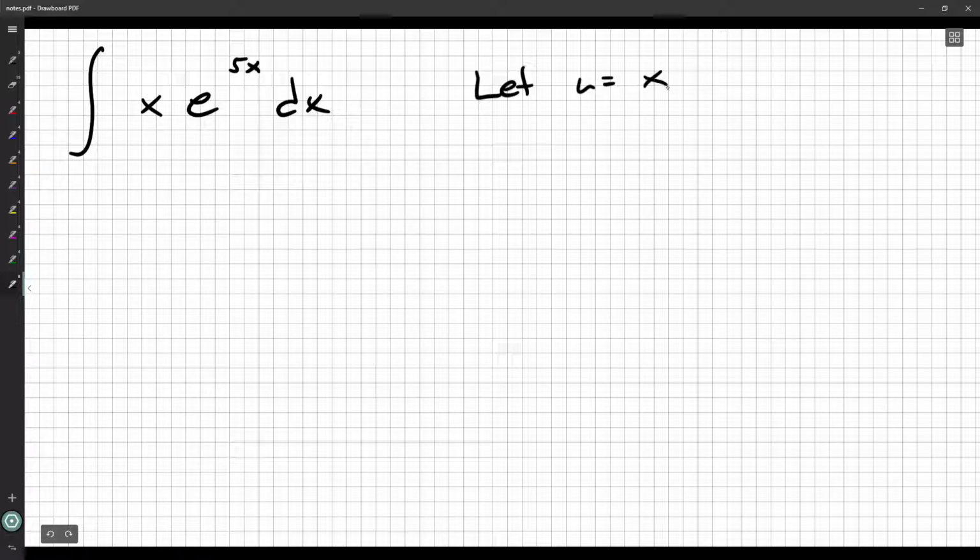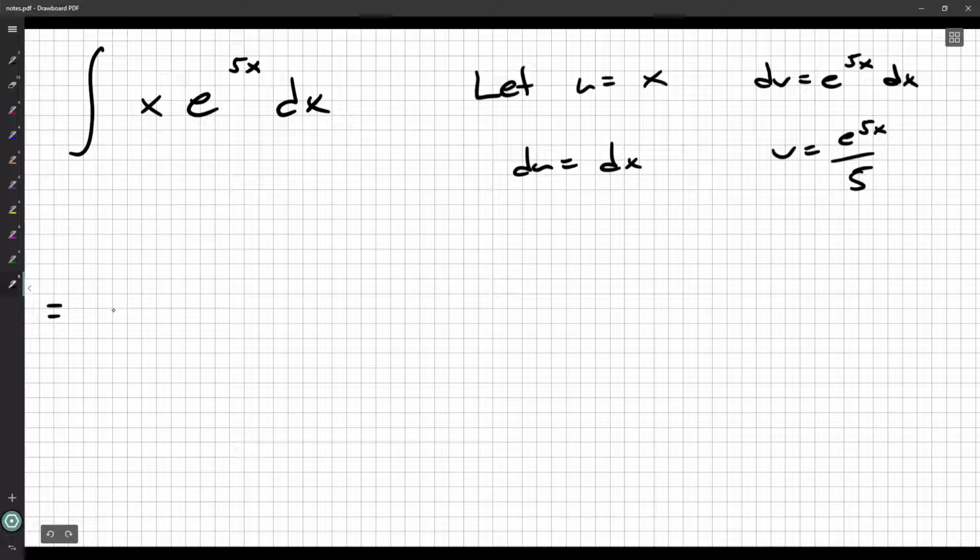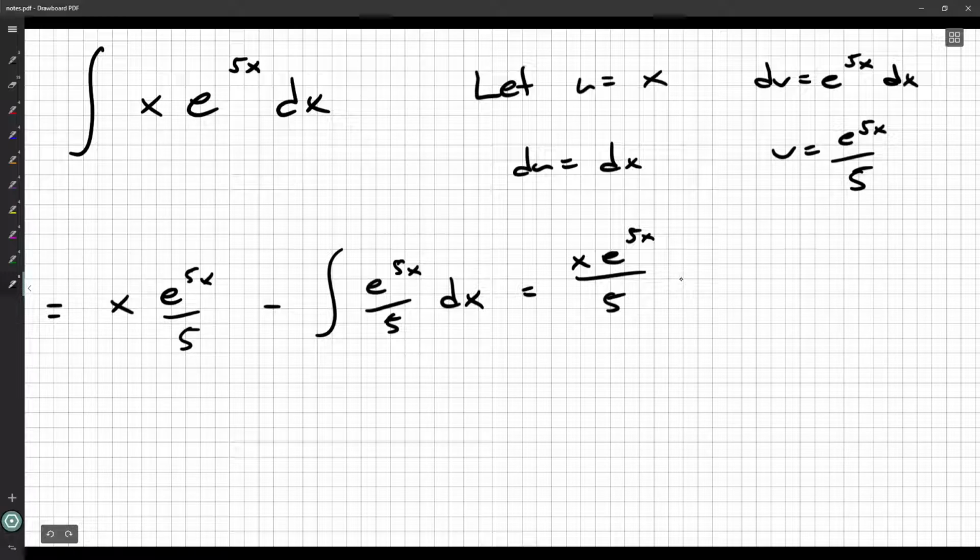All right, so we'll let u be just our x. That means our du is our dx, and now we finally have no x's left over. For dv, we get e to the 5x dx, and so our v is e to the 5x all over 5. Integration by parts says u times v minus v times your du. So x e to the 5x all over 5 minus, we'll bring out the 1/5.